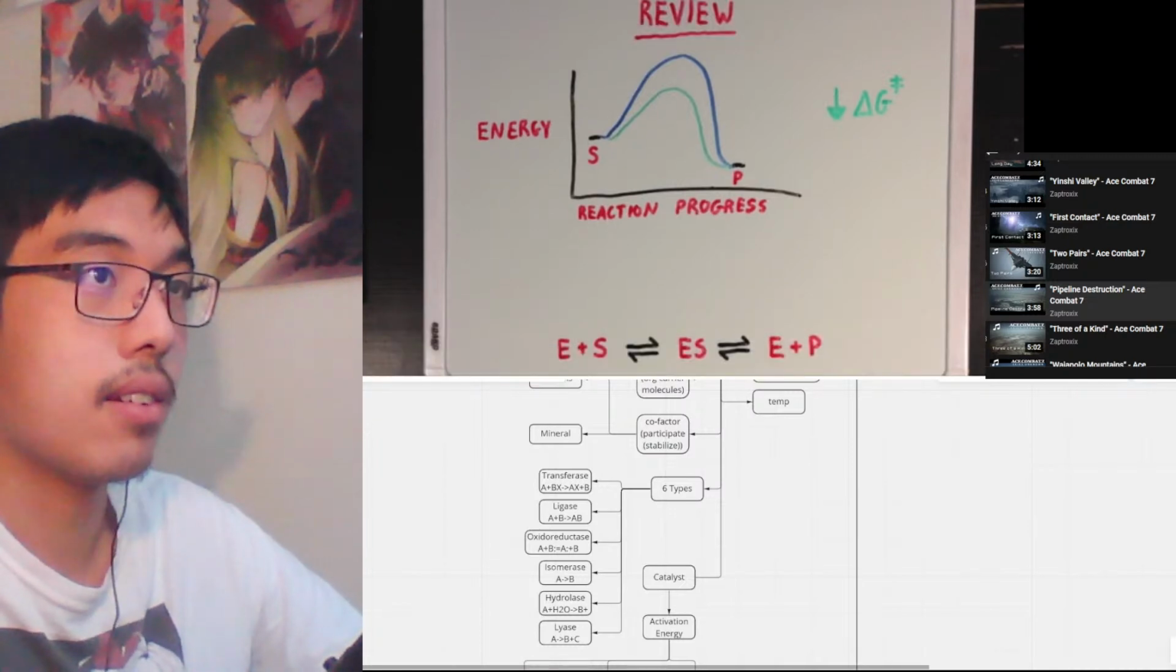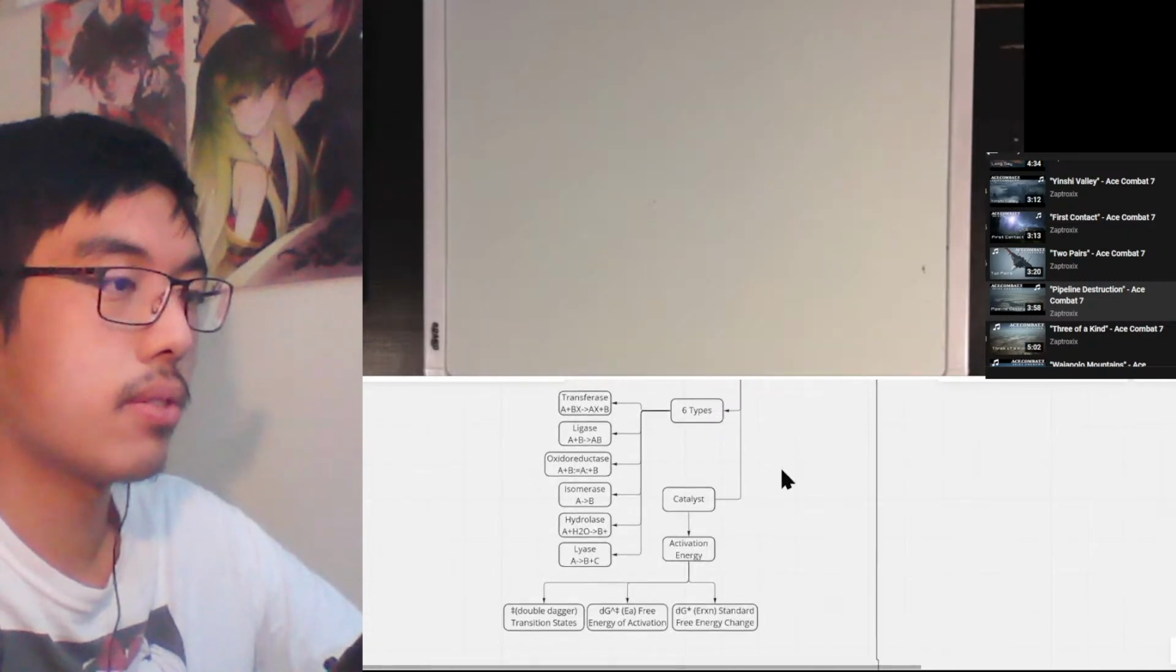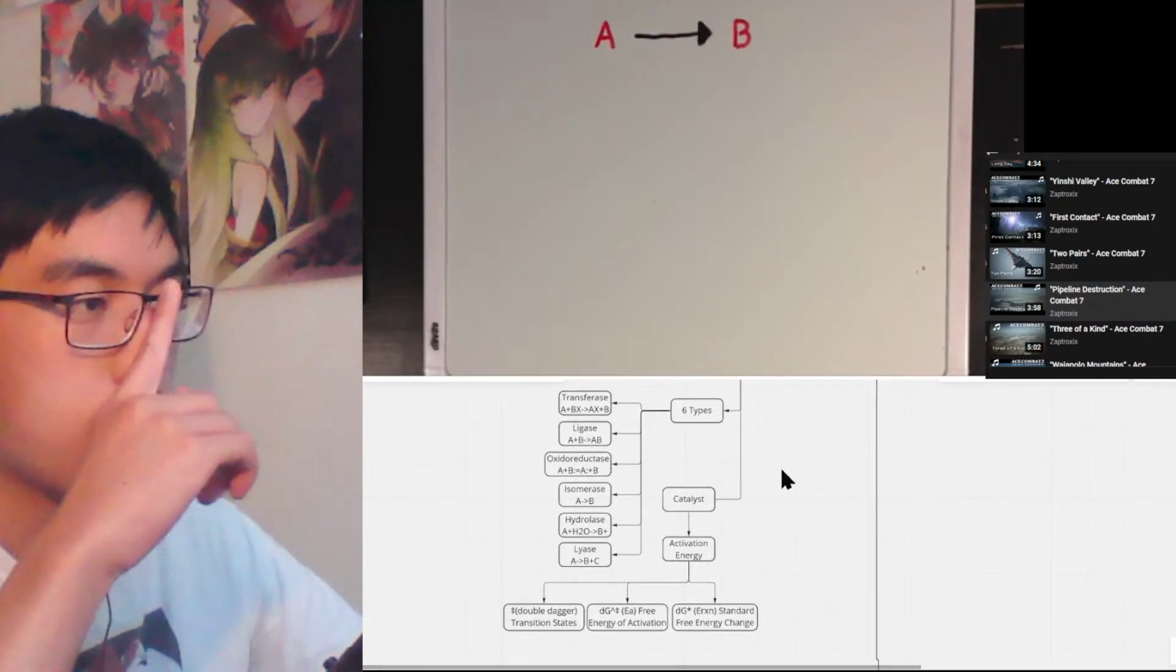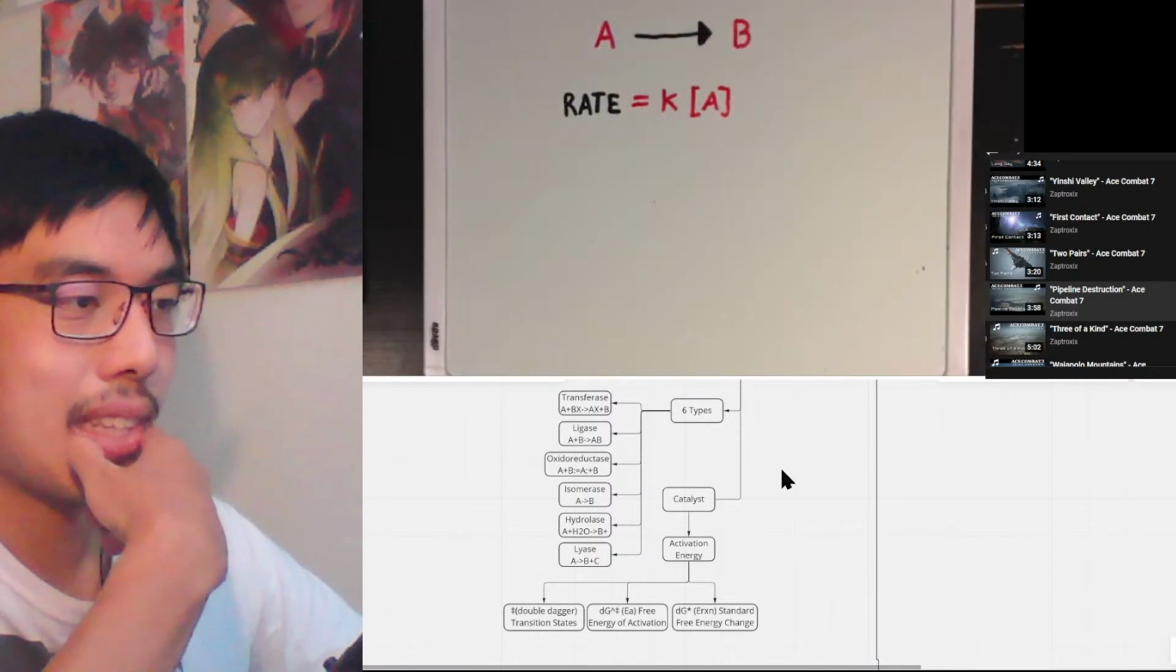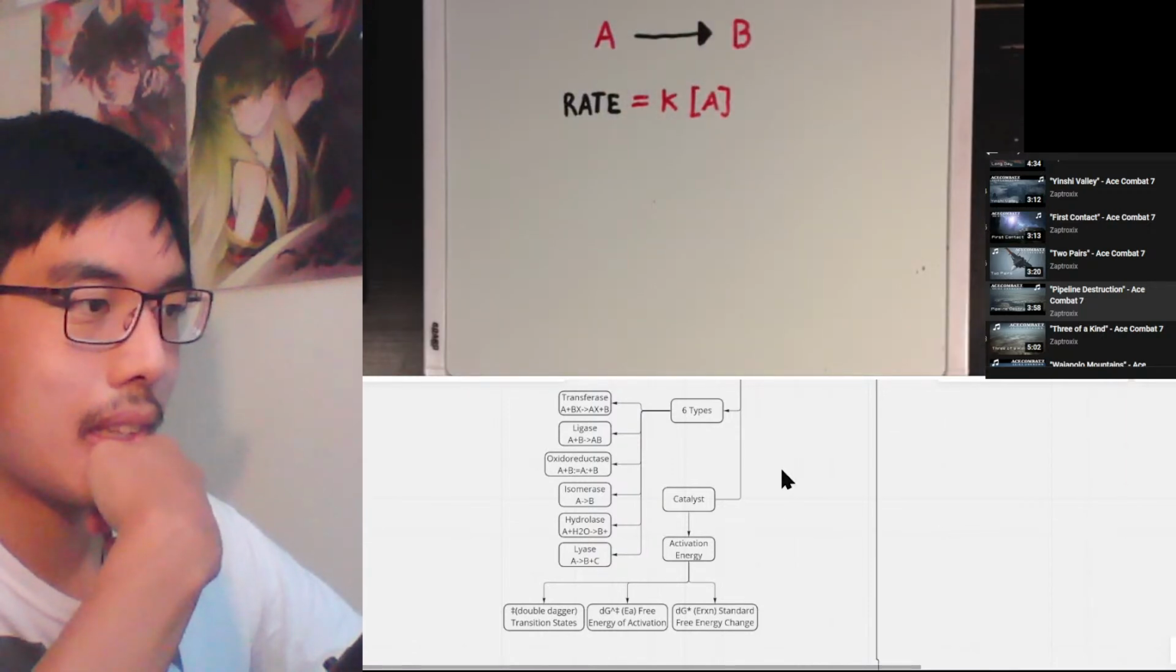Also remember that enzymes aren't used up when they catalyze reactions, and that's why we have this E at the end of the equation. Now, there's a general method of thinking that we want to use when talking about enzyme kinetics. When we think about kinetics, we want to simplify a reaction as a change from A to B. And you may remember that the rate of this change from A to B would be equal to some rate constant K, which is dependent on the environment of the reaction, multiplied by the concentration of our starting material A.